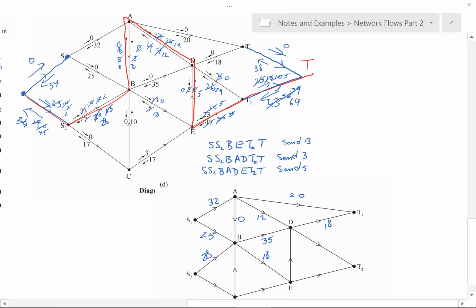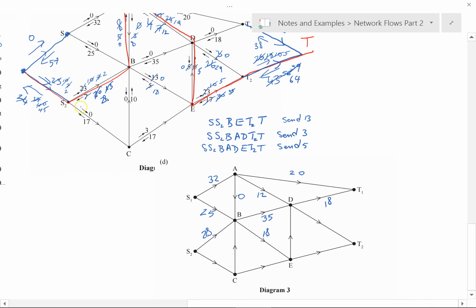And then 17, 10, because it's a backward arrow. This one's not been touched either, that's 17. This one here, again, it's an example of backflow, it's 0. We did originally have a flow of 5, but it's now got a flow of 0. This one is 35, ET, and DD2 is 29.